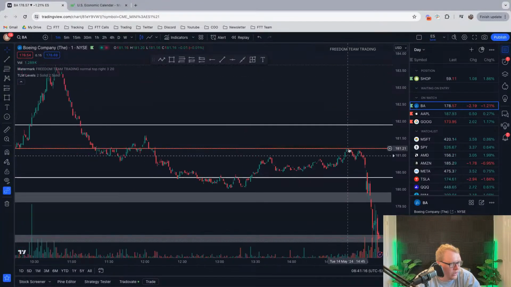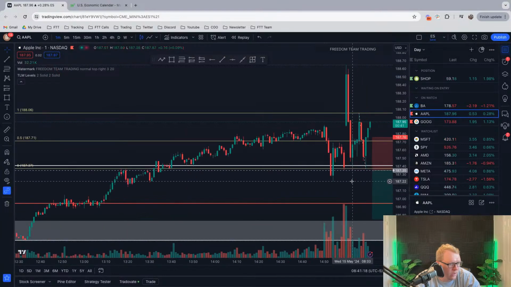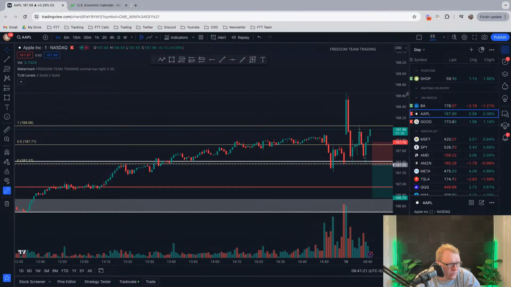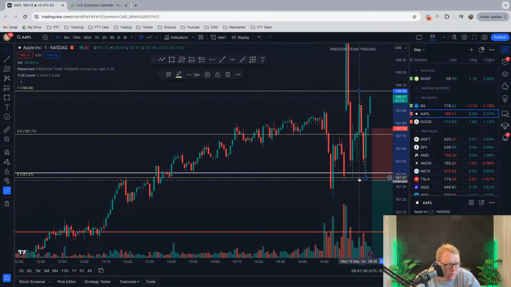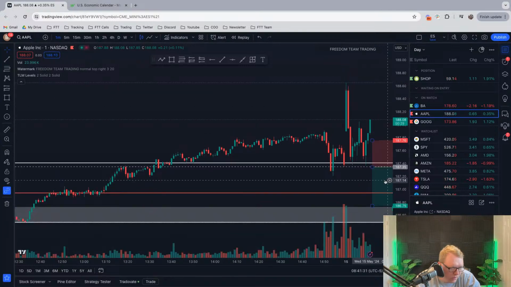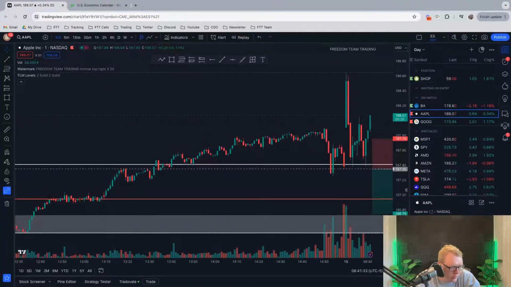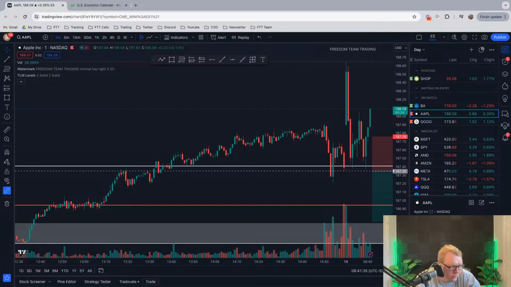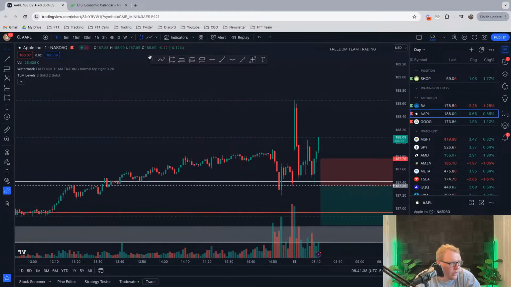Yeah, Boeing's looking weak still, so that's fine. Apple may not want to go. We do have equal lows here, though. See that? Or technically maybe a stop hunt. It's pretty close, though. That could also be seen as a higher low, lower low break. It's dang close, though.